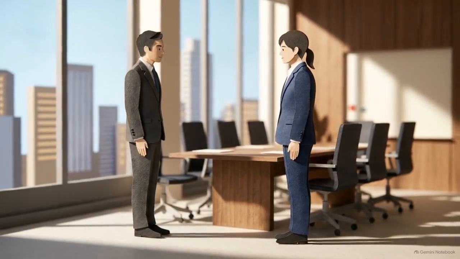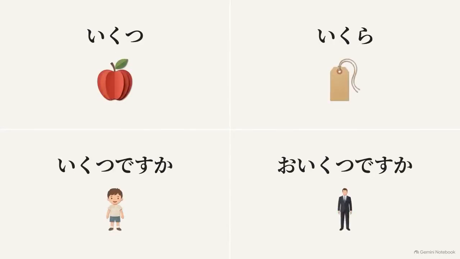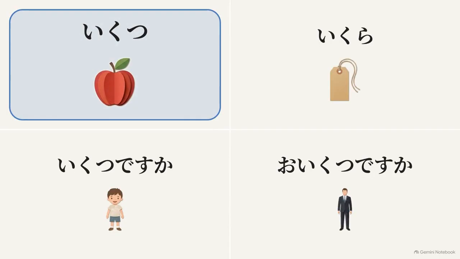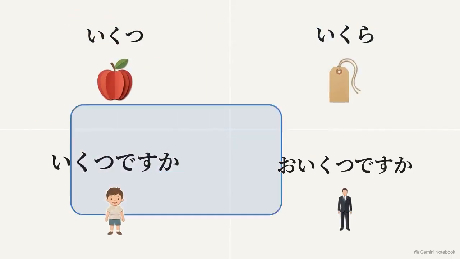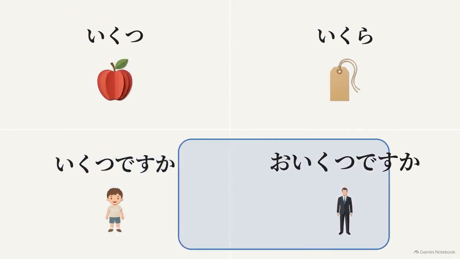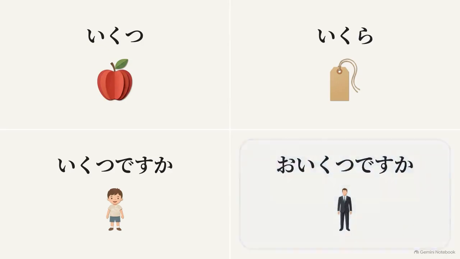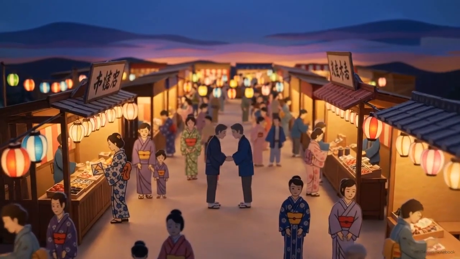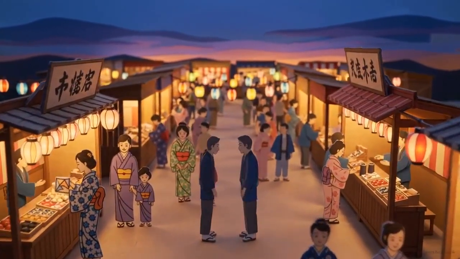To recap, you now have 4 variations for your market visit: ikutsu for general quantity, ikura for price, ikutsu desu ka for a child's age, and o ikutsu desu ka for adults. With these variations, you can handle both shopping trips and social introductions using the same foundational root word.